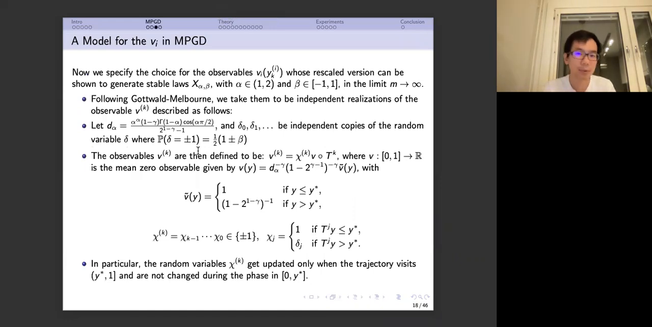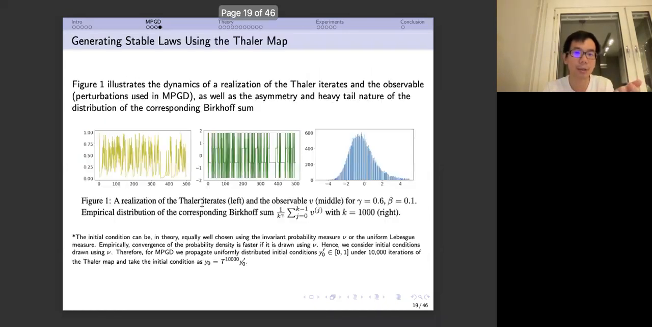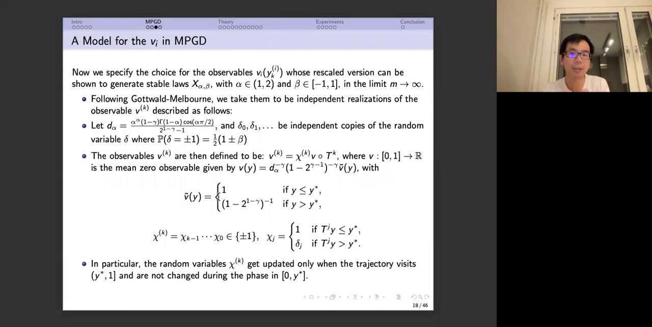Here is the precise procedure that we use to generate V. But I don't want to go into too much technical detail here. The thing is that if you combine this observable V with the Taylor map, and if you choose V in this way, you can get the desired convergence of the recursion to the SDE driven by this Levy process, basically.